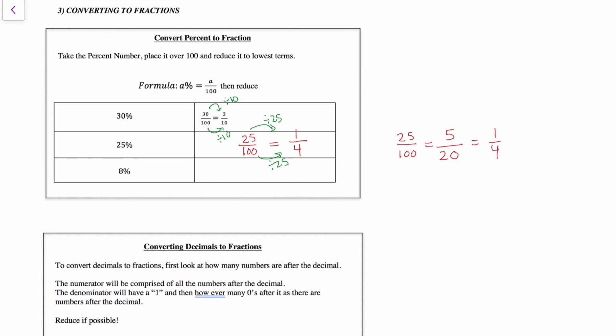Okay, and let's look at your last one here, which is 8 out of 100. And I can think 4. 4 goes into both 8 and 100. So 4 goes into 8 2 times, and 4 goes into 100 25 times. And there's nothing else common between 2 and 25 besides 1, which doesn't really help us get any smaller here. So I've reduced as much as I can.